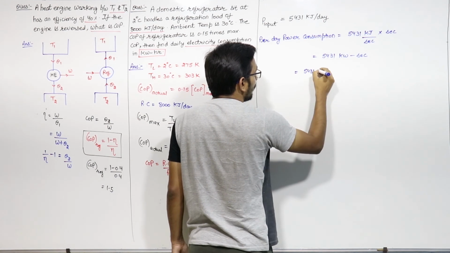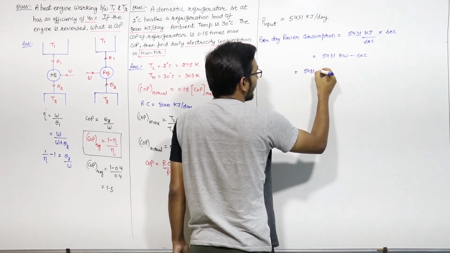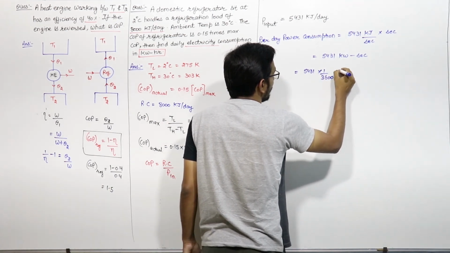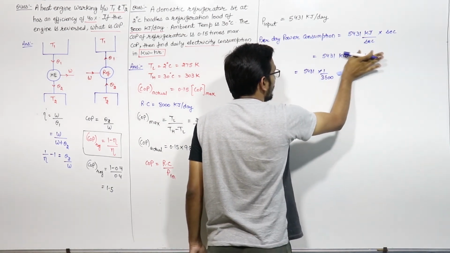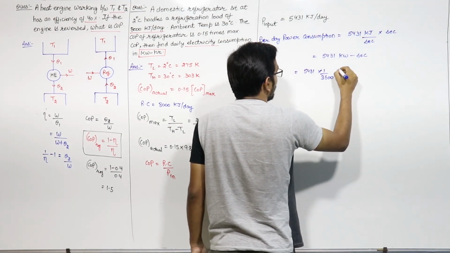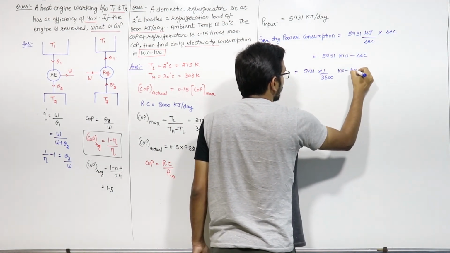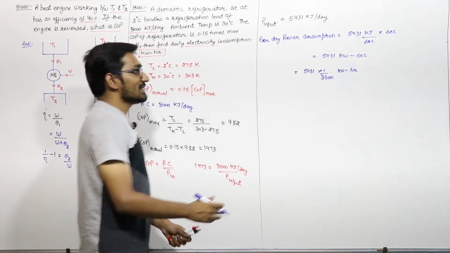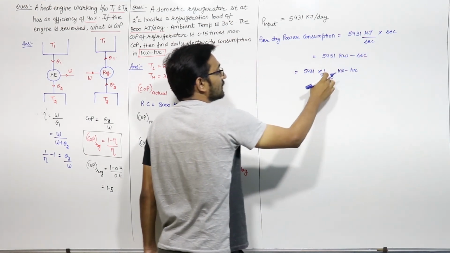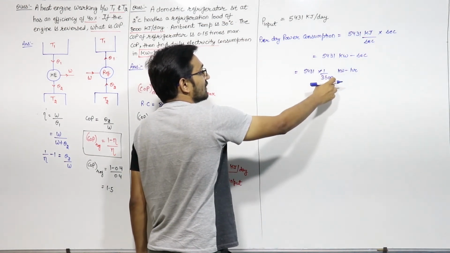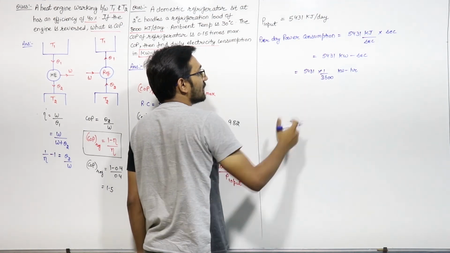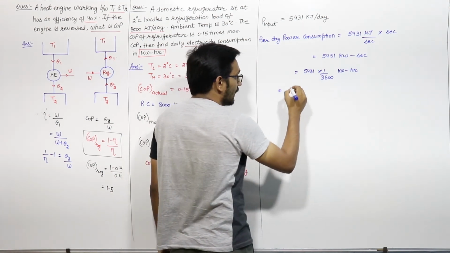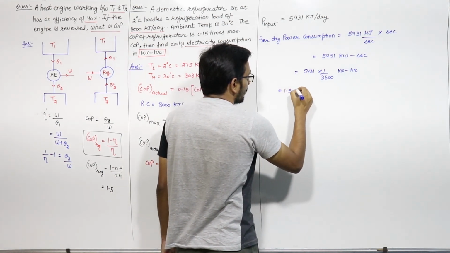So if you convert it into hours, this will be equal to 5431 kilowatt into second. If I divide it by 3600, the unit will be kilowatt hour, right? Since 1 second is equal to 1 upon 3600 hour, this unit conversion gives kilowatt hour. So from here you will get 1.508 kilowatt hour.